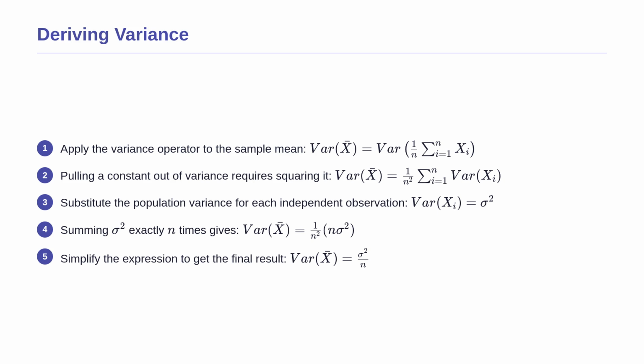Because our samples are drawn independently, the variance of their sum is simply the sum of their individual variances. Each observation has a variance of sigma squared, so adding them up n times gives n times sigma squared. Dividing this by n squared simplifies beautifully to sigma squared over n, proving our result.